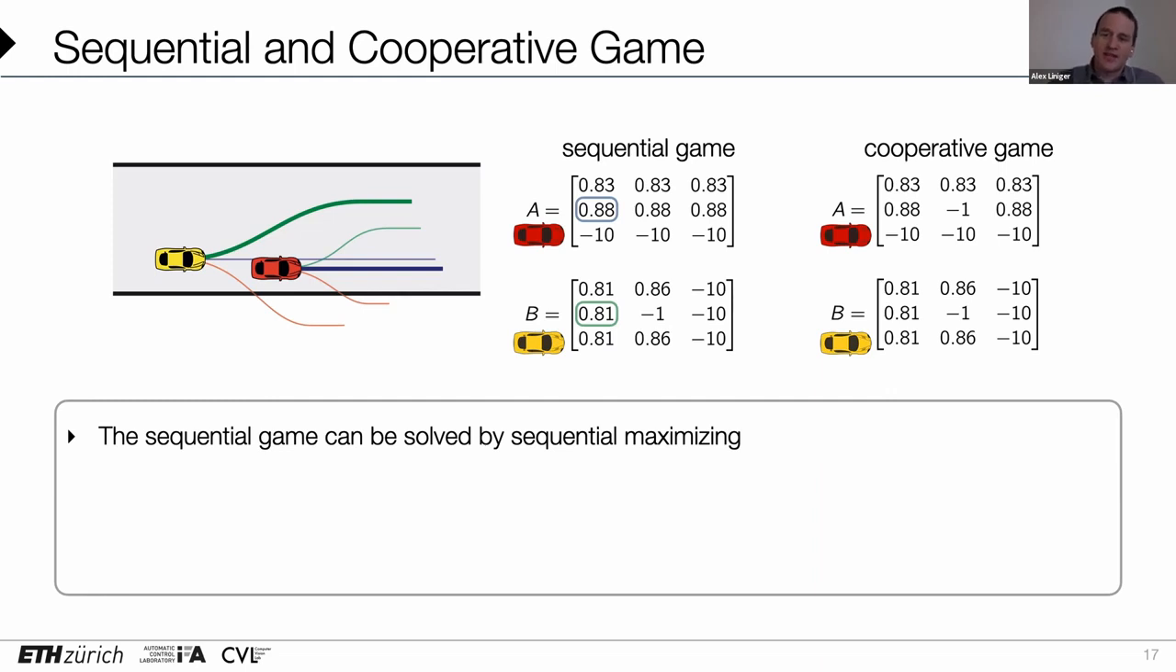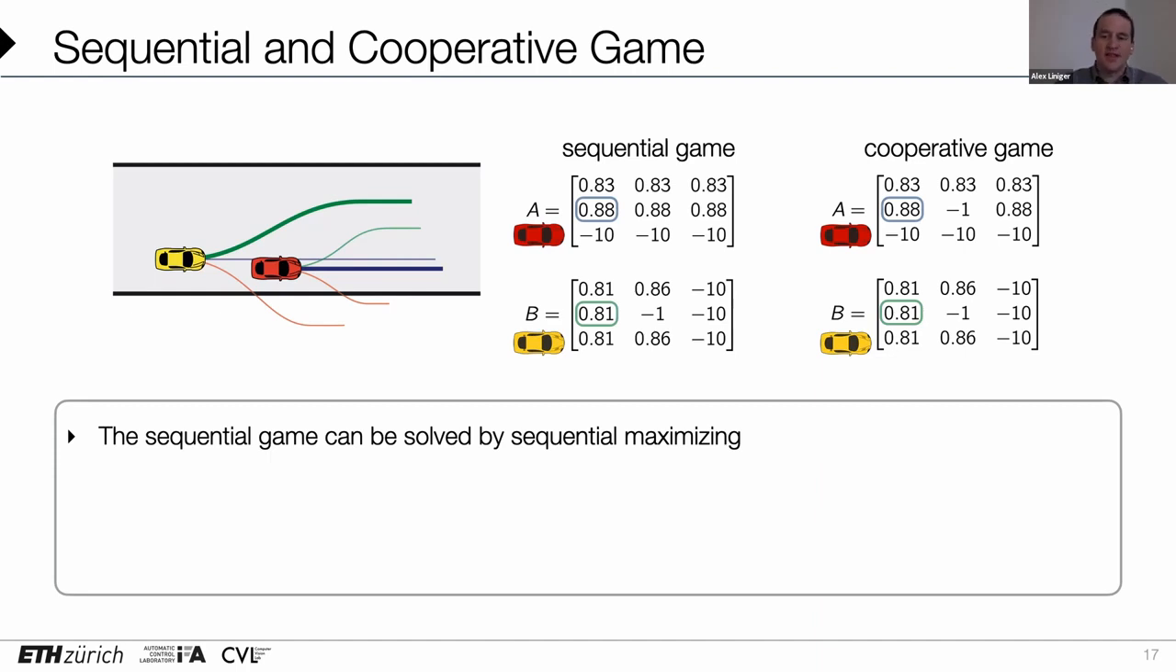Now, what's interesting is that this trajectory pair is also a Stackelberg equilibrium and even a Nash equilibrium of the more complicated cooperative game. You can easily see that it's a Nash equilibrium, for example, because neither the blue agent, neither the red agent would like to deviate, as otherwise it could only get 0.83 or -10. And for the yellow agent, it would also not benefit.